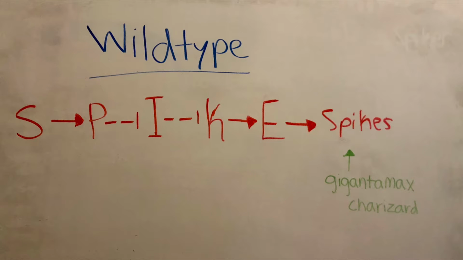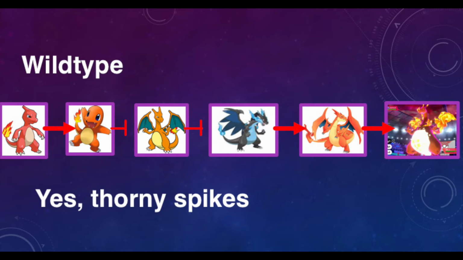For the wild type, there are no mutations, so Charizard is able to promote transforming into Charmander. Then Charmander will suppress Charizard, which does not allow for Charizard to suppress Mega Charizard X, allowing for Mega Charizard X to be able to promote transforming into Mega Charizard Y, and then he is able to turn into the strongest of them all, Gigantamax Charizard, who has thorny spikes.